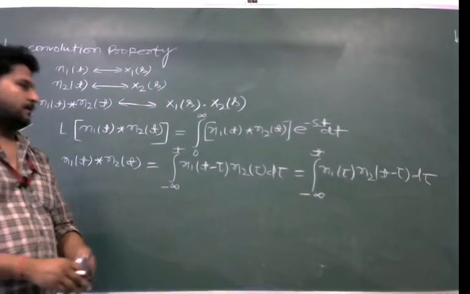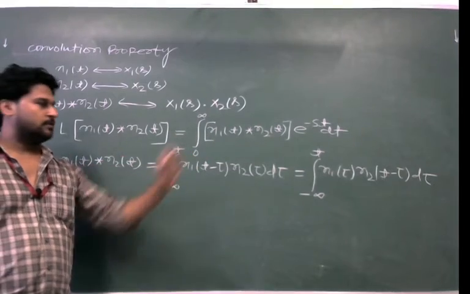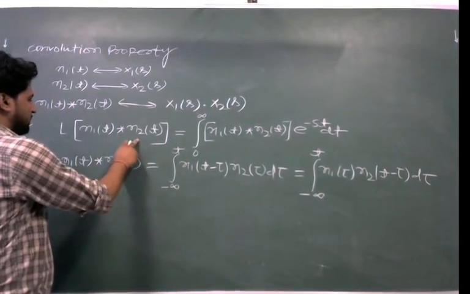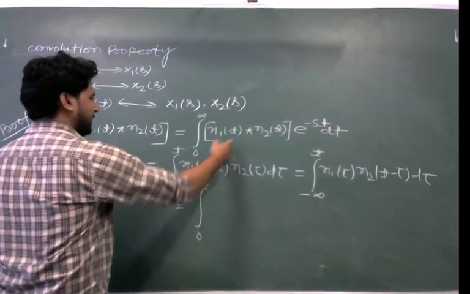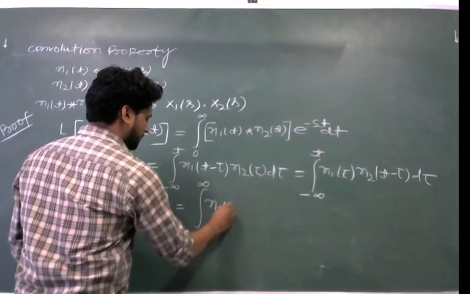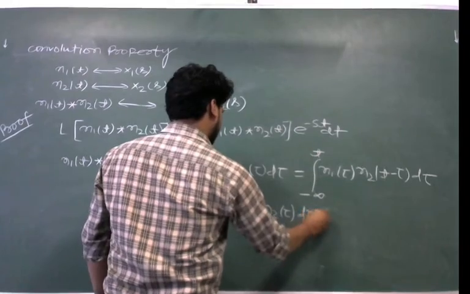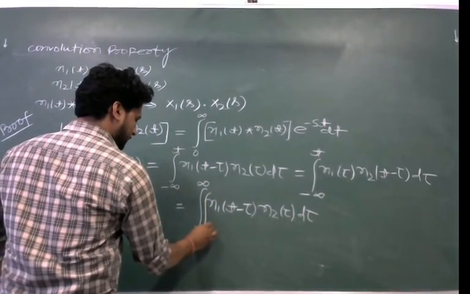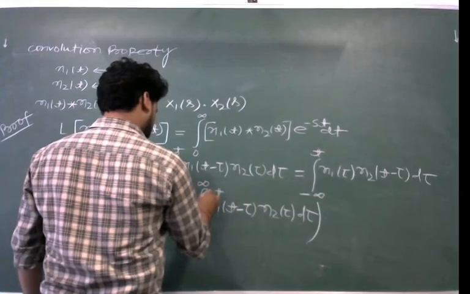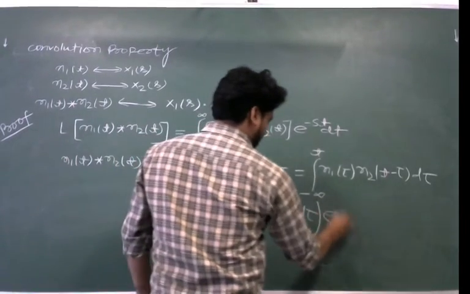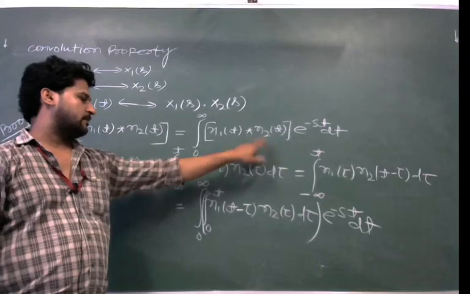So I will put any of these relations in place of x1(t) convolution with x2(t) in this equation. So the Laplace transform of x1(t) convolution with x2(t) will be equal to the integration from 0 to infinity of the integral from 0 to t of x1(t minus tau) x2(tau) d tau, the whole integrated with e power minus st dt. This is the value of x1(t) convolution with x2(t).